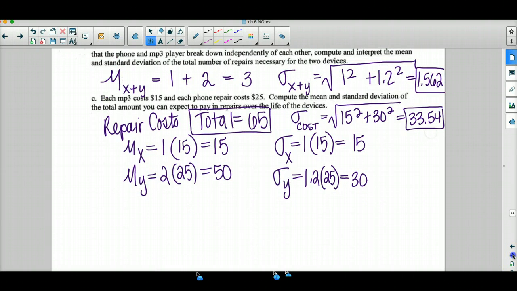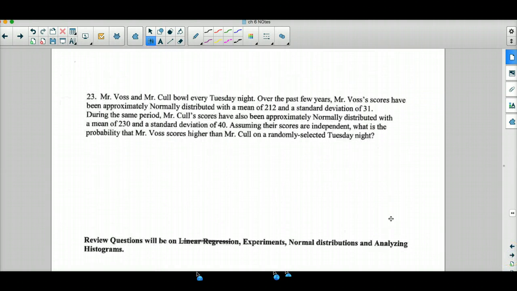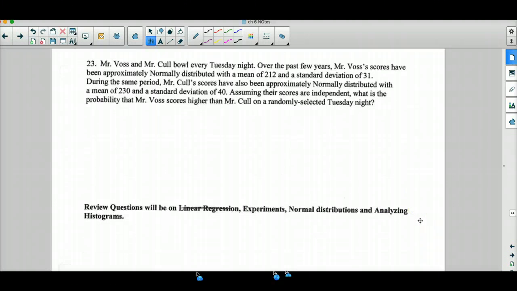And last question. Mr. Voss and Mr. Cole bowl every Tuesday night. Over the past few years, Mr. Voss's scores have been approximately normally distributed with a mean of 212 and a standard deviation of 31. During the same period, Mr. Cole's scores have been approximately normally distributed with a mean of 230 and a standard deviation of 40. Assuming their scores are independent, what is the probability that Mr. Voss's scores are higher than Mr. Cole's on a randomly selected Tuesday night?